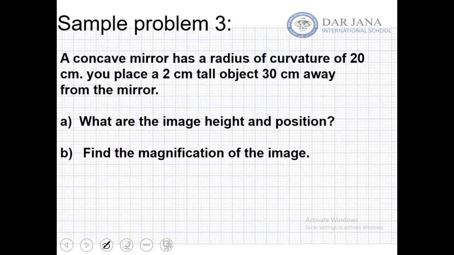So far so good. Now here we have sample problem 3. A concave mirror has a radius of curvature of 20 centimeters. You place a 2 centimeters tall object 30 centimeters away from the mirror. Part A. What are the image height and position?